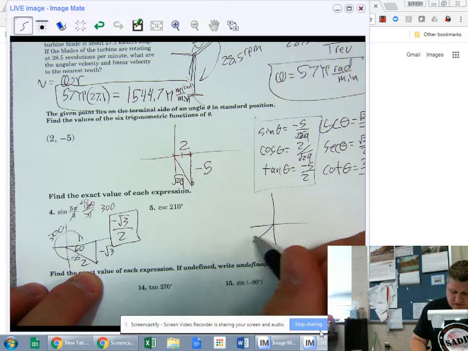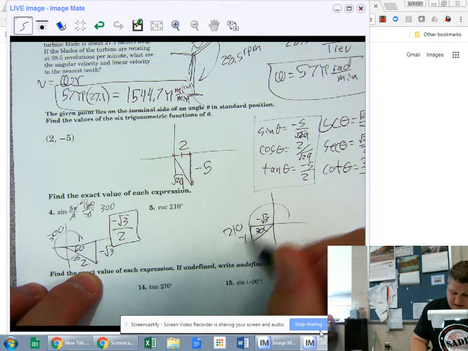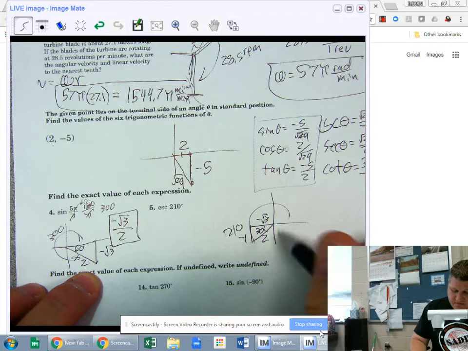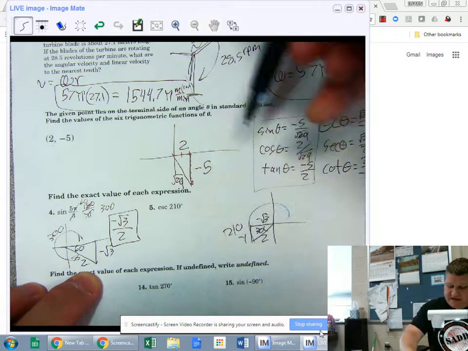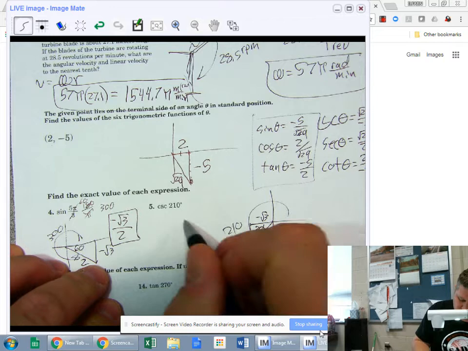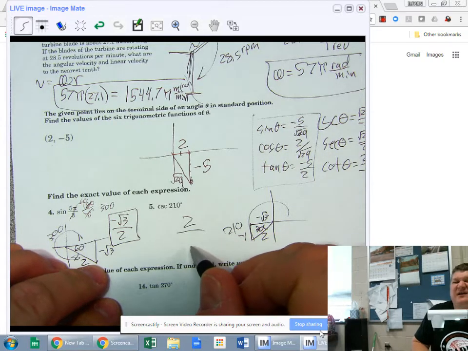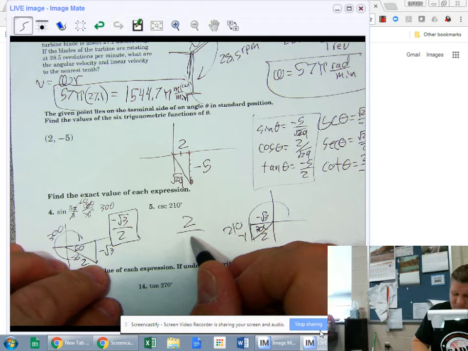Cosecant of 210, which quadrant? 3. So if I have 210, what's the ratio? What's the reference? 30, -1, -√3. Why are these negative over here? They're going backwards and down. Why is the hypotenuse positive? Because it's always positive because of the Pythagorean theorem. Cosecant goes with sine, opposite of sine, -1.